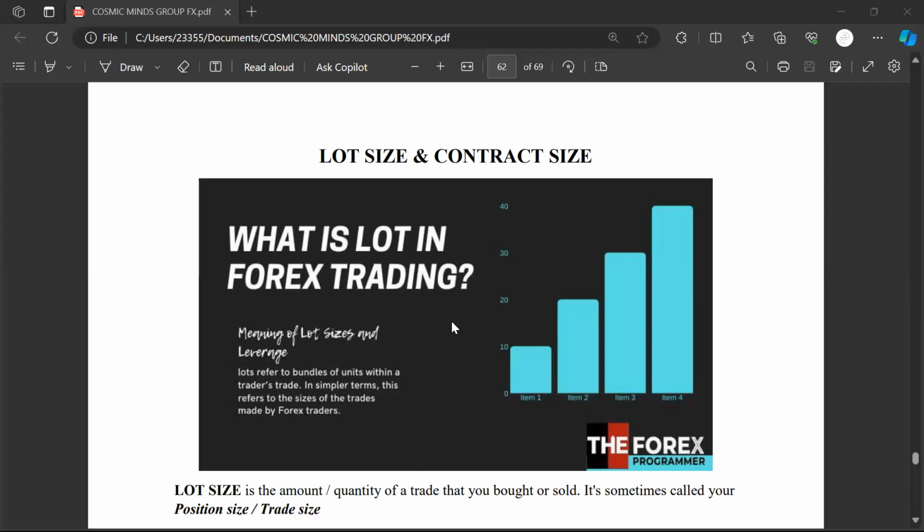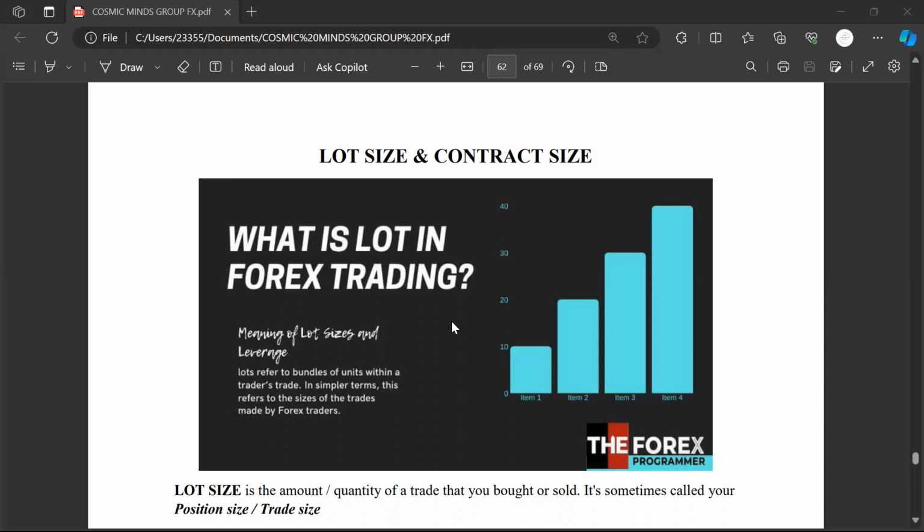For starters, you already know that when it comes to forex trading, there are only two typical operations that can be done in this profession, and they are buying and selling. Only buying and selling. And someone may ask, what do we actually buy and sell? In forex, we only buy and sell currencies.